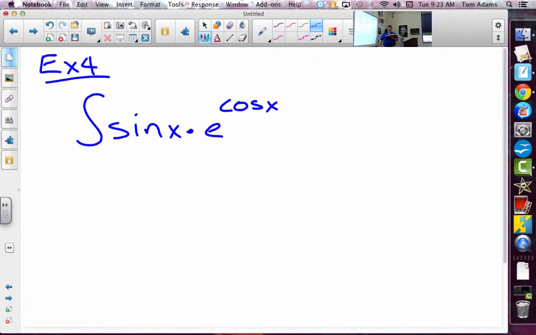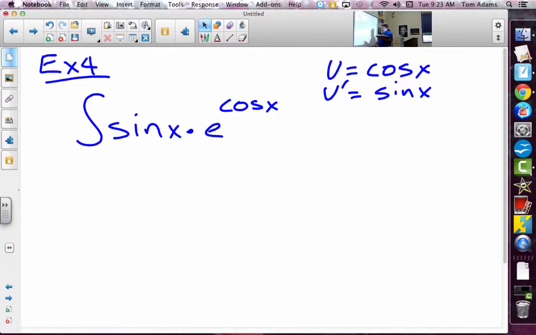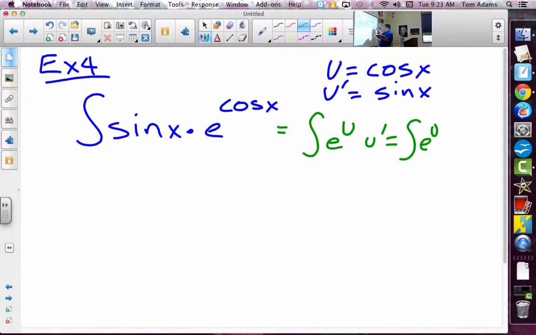What would make this easy to do? Not having the cosine raised to the e. Yeah. So if I let u equal cosine of x, then u prime would be sine of x, right? And this is what I mean by they're rigged. In other words, if I take the antiderivative of this, but I use u substitution, I literally have e to the u prime. Another way to think of that, if we use the Leibniz notation, is e to the u du.